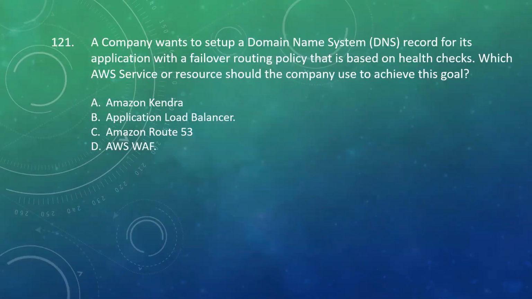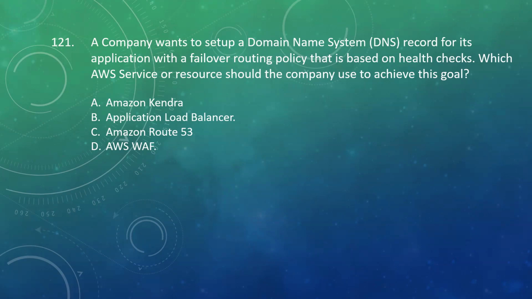A company wants to set up a domain name system, DNS record for its application with a failover routing policy that is based on health checks. Which AWS service or resource should the company use to achieve this goal? Your options are Amazon Kendra, Application Load Balancer, Amazon Route 53, AWS WAF.